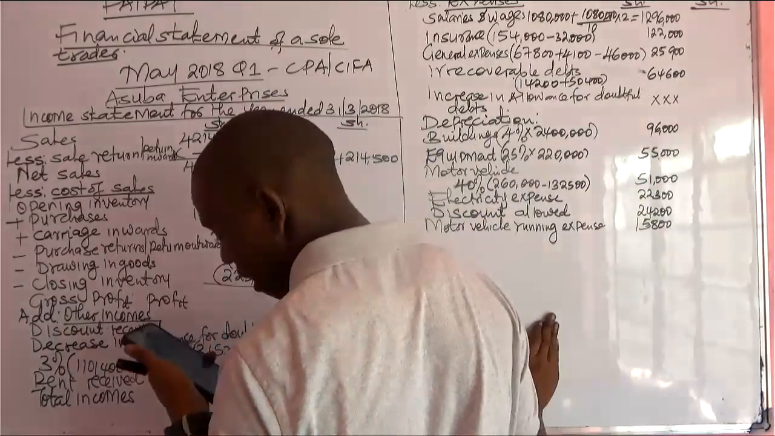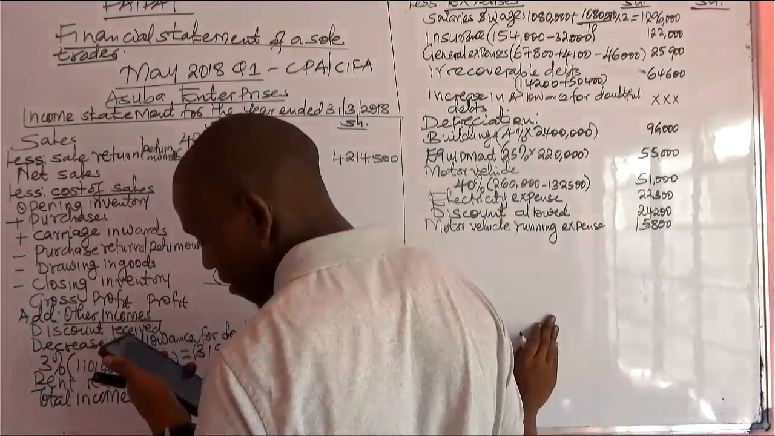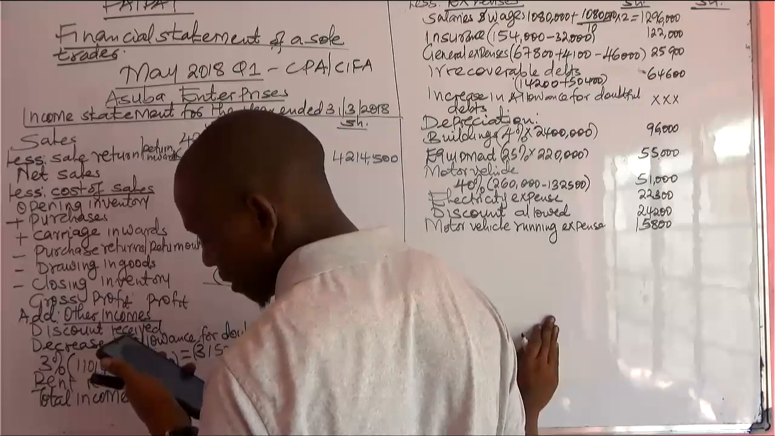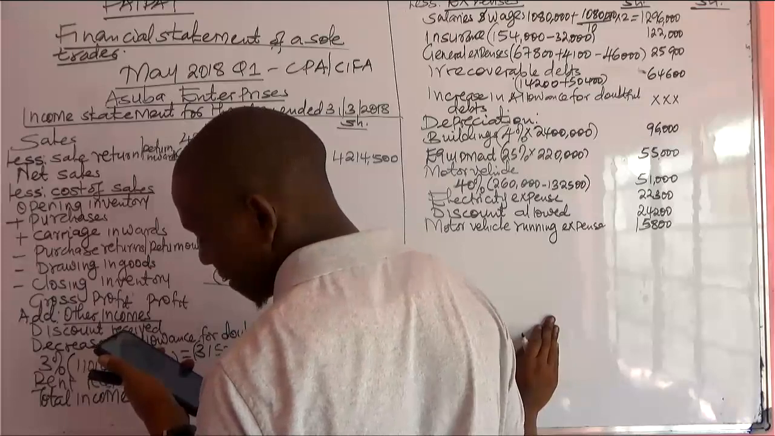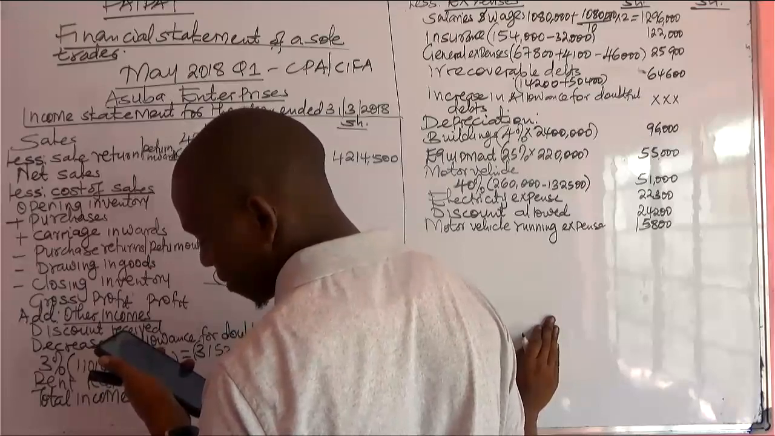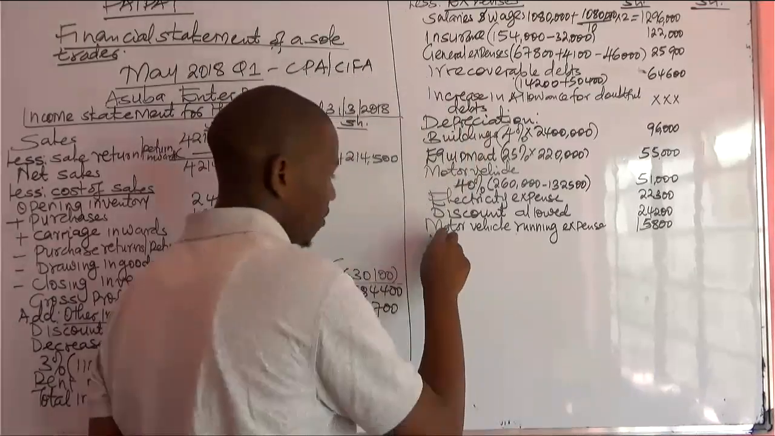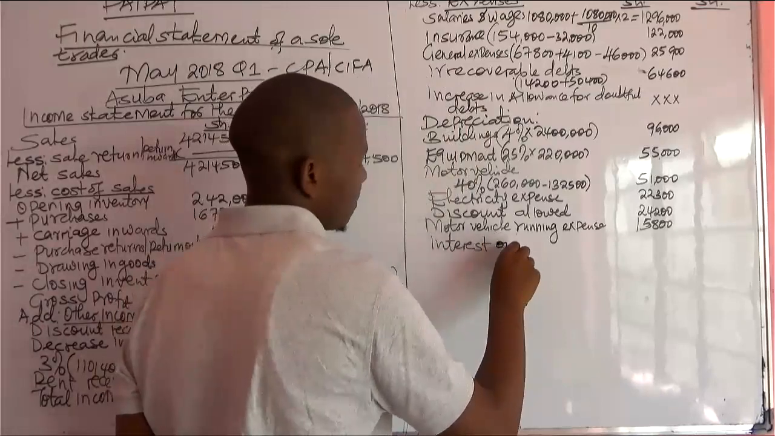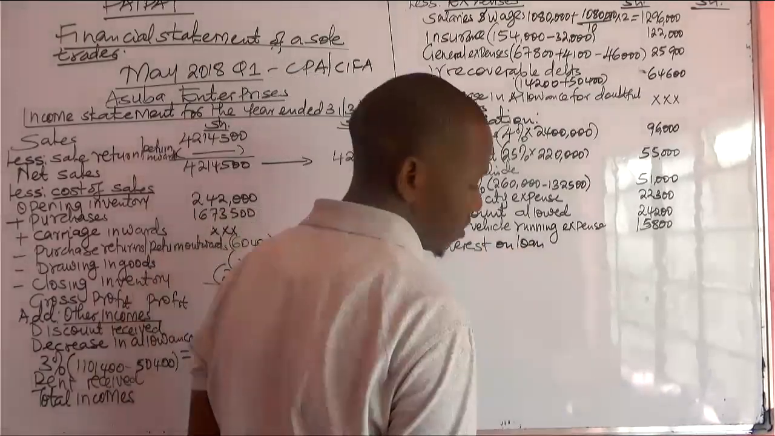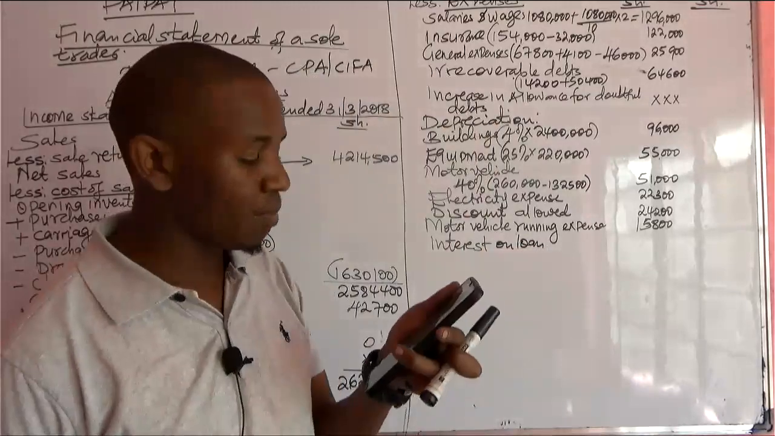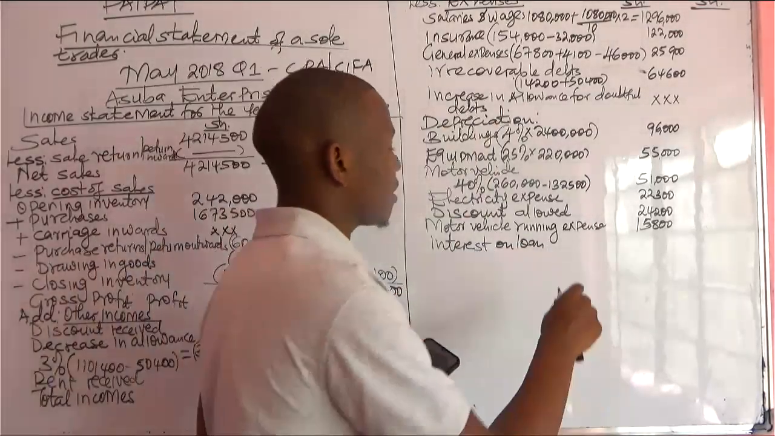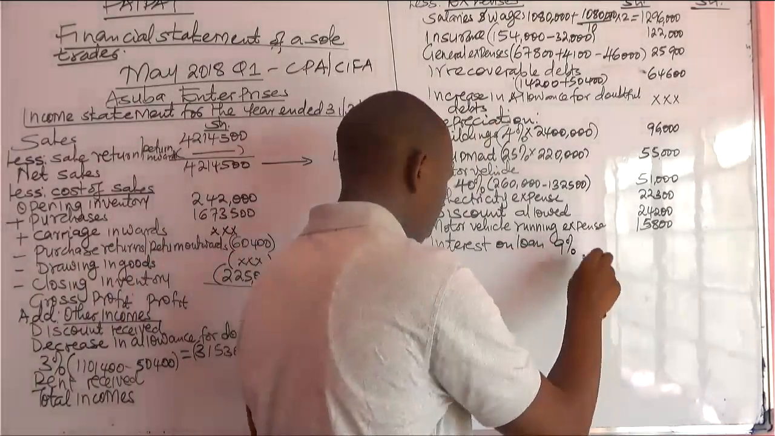We also have salaries to make, drawings are not expenses, insurance to make, recoverable debts, no general expenses we have. Then we have interest on what? I want you to listen here. Remember, interest is on the whole loan. So end up with you, umepewa loan yake. We are given that the interest is 9% of the total loan.